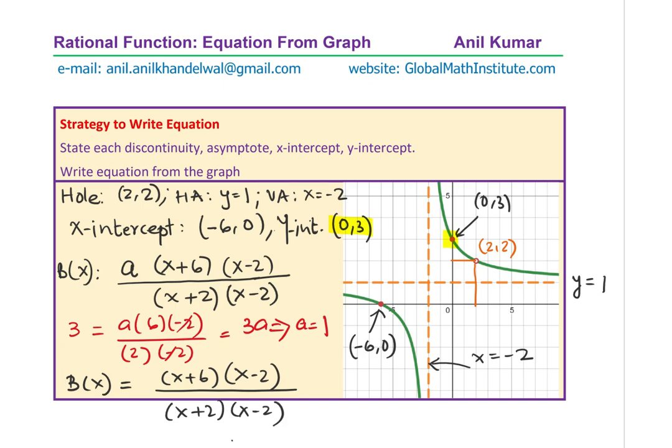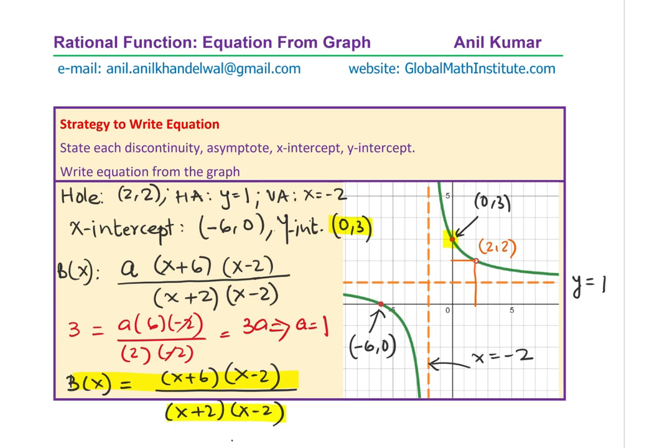Now sometimes it may be required to write these equations by expanding, right? So in standard form. So you might do that if required. So we do have our final answer, which is that the rational function representing the graph is actually shown here, which is x plus 6 times x minus 2 divided by x plus 2 times x minus 2.